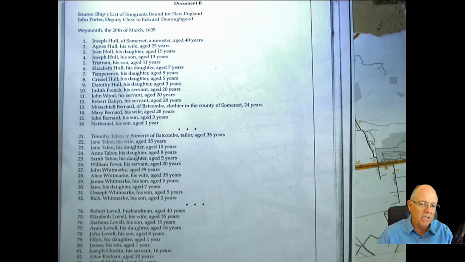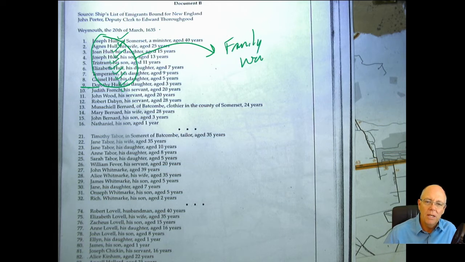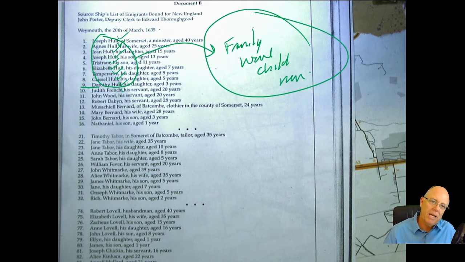Is this a significant list? Do we learn anything from this list? And the answer is yes. 1635, Joseph Hull, Agnes Hull, Joan Hull, Joseph Hull the son, and his daughters, his servant. So look at this. This is a family group, the Hull family. Boom. That is a family group, women and children and men. Is that a trend? Is that a pattern? Do you see significance? Yes.